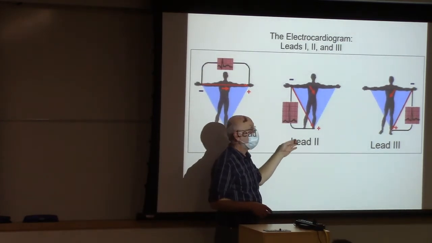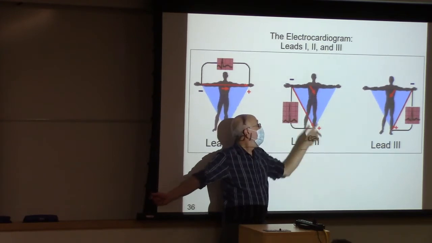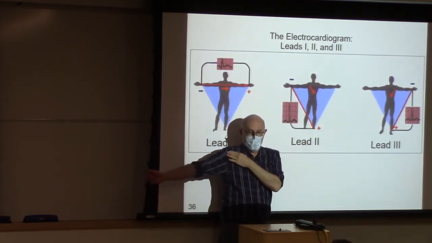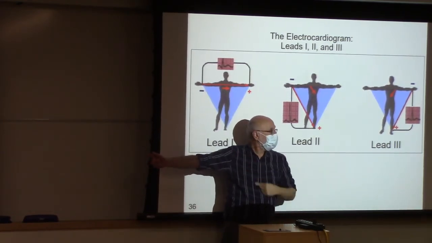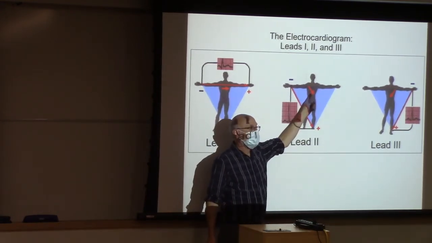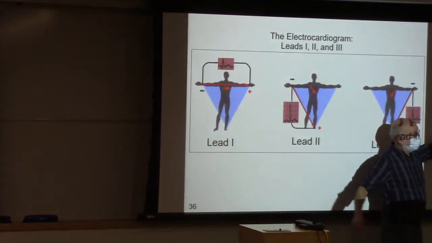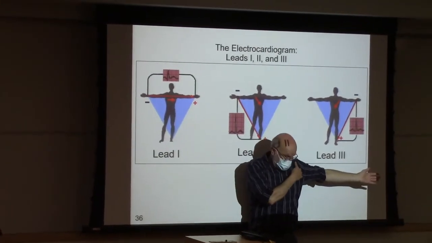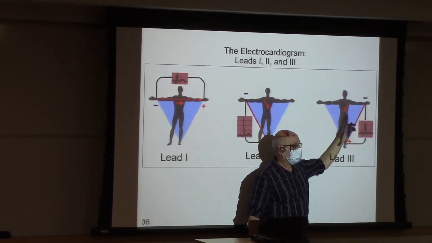Lead 2, one lead is connected to the right arm, and the other lead is connected to the left leg. Right arm, left leg. The only way to get electricity from the right arm to the left leg is this way, so it defines this orientation in the chest. Lead 3, left arm, left leg. Left arm, left leg defines an orientation like this in the chest.